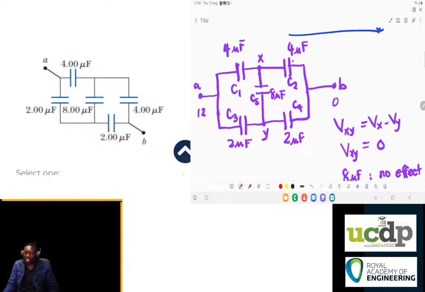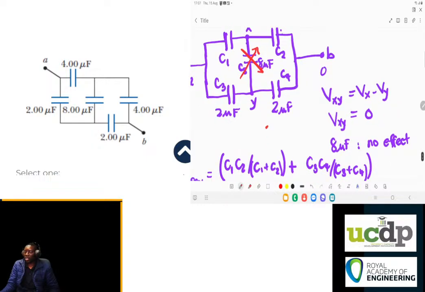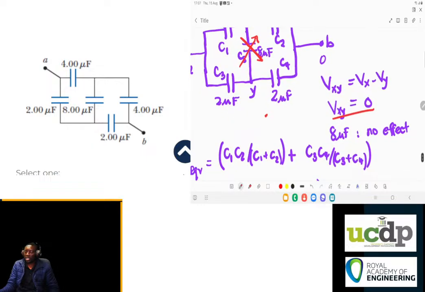There's no charging of this capacitor. This capacitor effectively becomes ineffective. That's the first part of eliminating that capacitor. It becomes basically ineffective, so we can cut it out like that. So that is where I was saying Vxy, the potential drop across xy, because the potentials at x and at y are the same. Vx minus Vy is equal to 0.